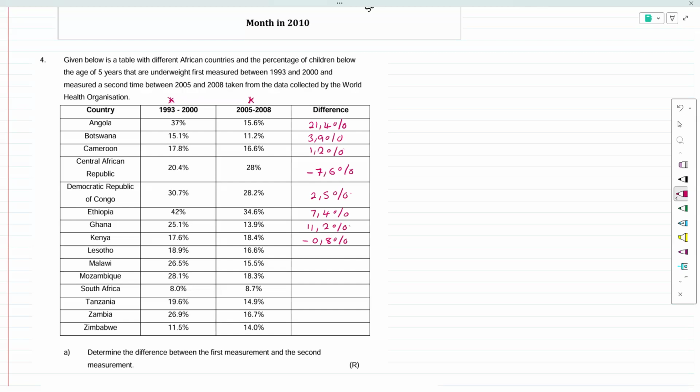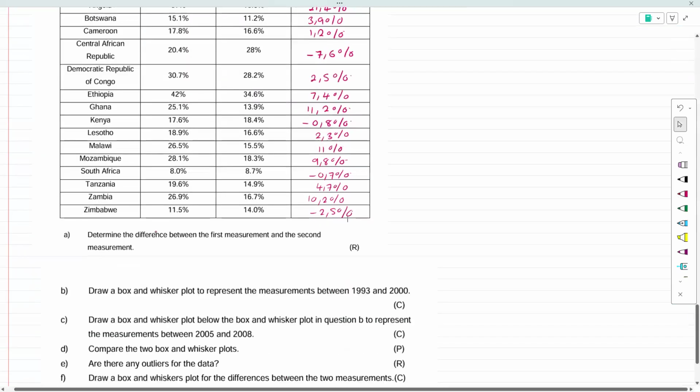So that there, 2.3%, that's 11%, 9.8%, minus 0.7%, 4.7%, 10.2%, and minus 2.5%. Okay, guys. Now, what I'd like you to know is that you should always double check this data. It's really important. And if you don't, we're going to make a mistake.